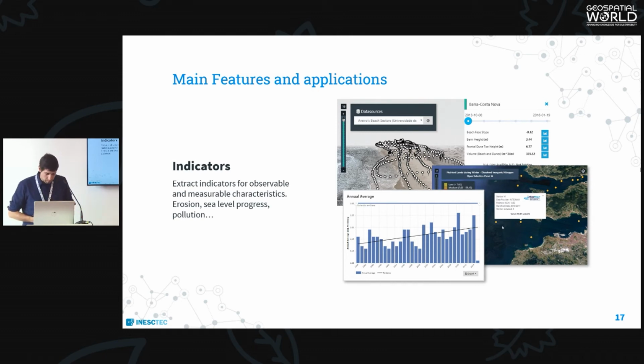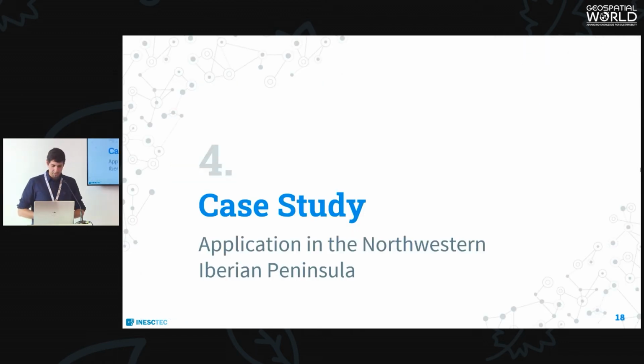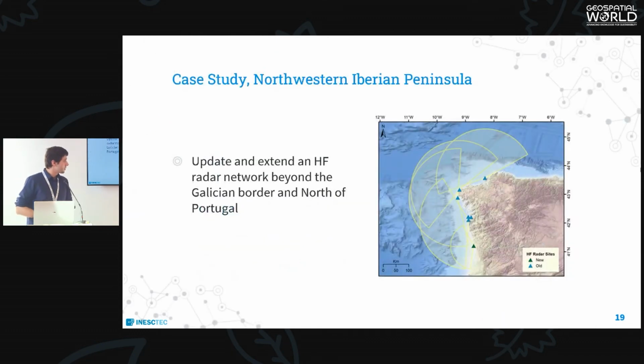There's also this one, which is a topo-bathymetry, which helps in understanding how erosion is progressing in the beach sector. This is a beach sector in Portugal. And so I'm going to present the case study of Radar on Raia. What does it deal with? It deals with the northwestern Iberian Peninsula. So it's mostly an HF radar network on the north of the Iberian Peninsula.